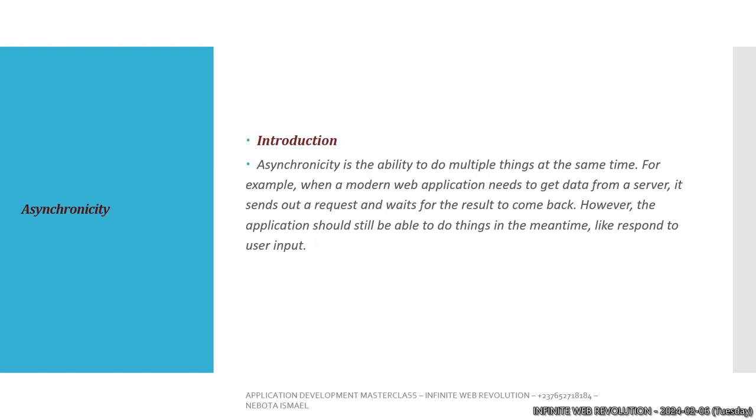So asynchronicity. Now this is a very important aspect, as I said, that supports asynchronous programming. Asynchronicity is the ability to do multiple things at the same time. For example, when a modern web application needs to get data from a server, it sends out a request and waits for the result to come back. However, the application should still be able to do things in the meanwhile, like respond to user input.